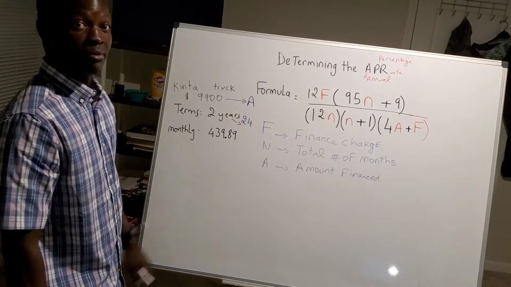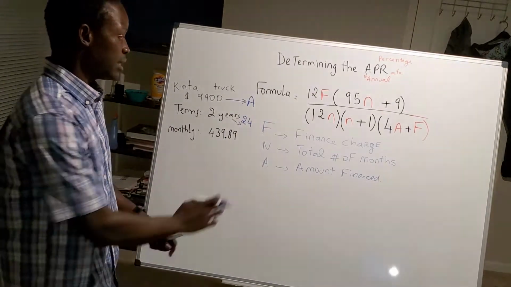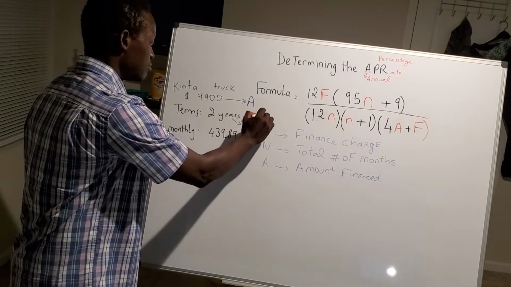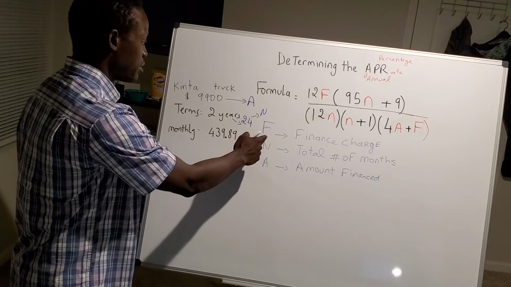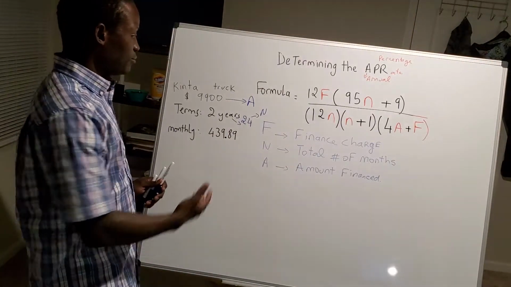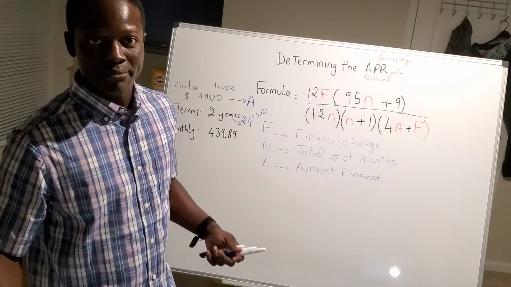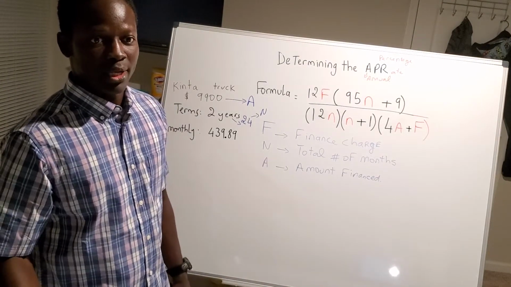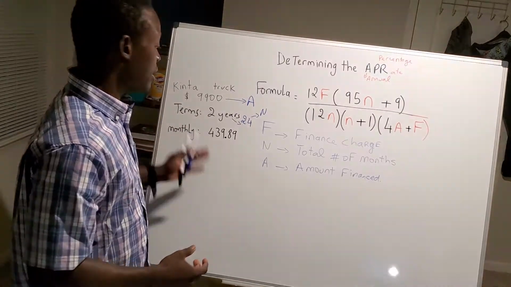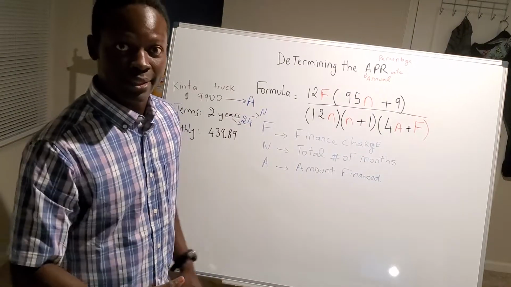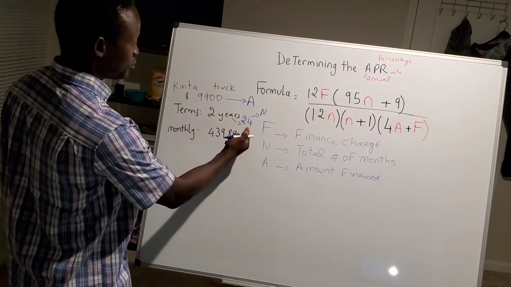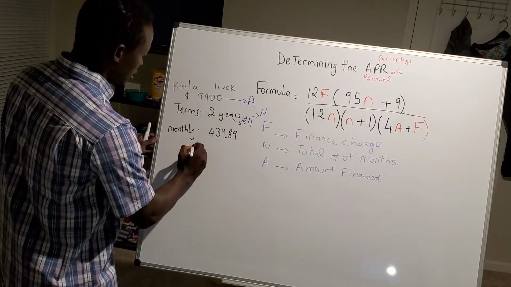Same thing here. My monthly payment is 439.89. So this is gonna be N, right? This is my N. Now I'm missing F, the finance charge. If you think about it, the finance charge is nothing but the extra money you're paying for the loan. If I know my monthly payments, I can know my total payments minus my principal. So how many months do I have to pay this? 24 months.